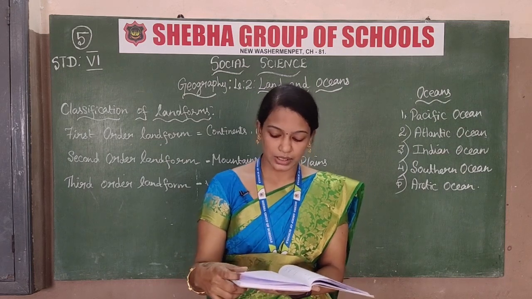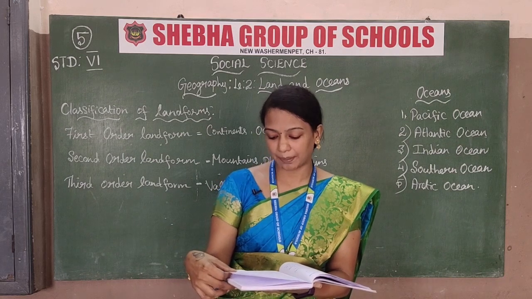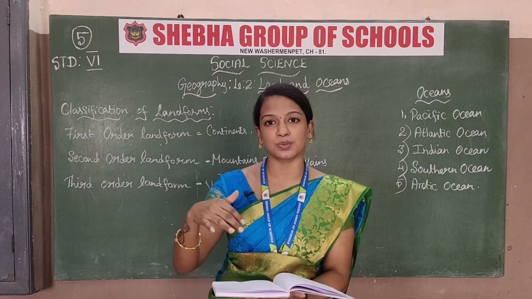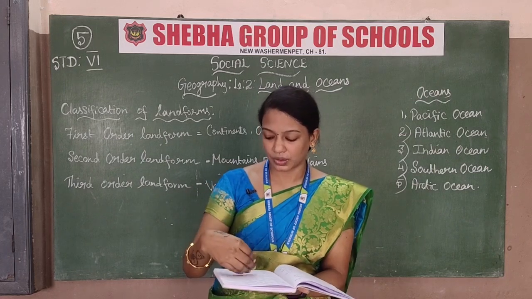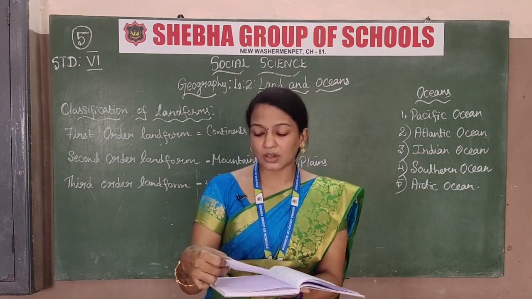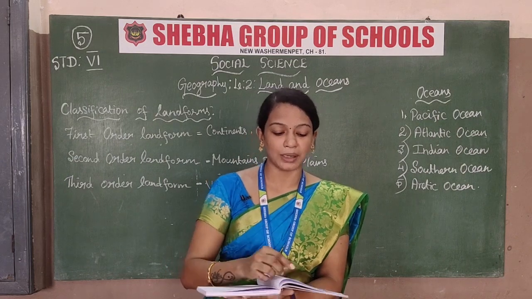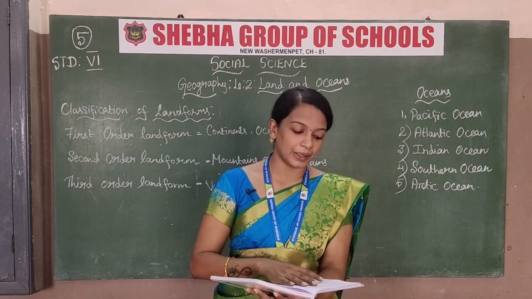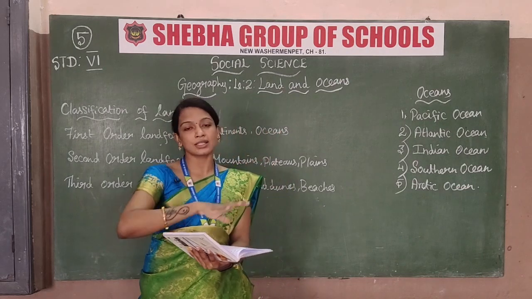And the deepest point here is the Milwaukee Deep in the Puerto Rico Trench. A trench means a deep hollow, like I told you. The deepest length is 8,600 meters. That is very deep. Next to the Atlantic Ocean is the Indian Ocean.